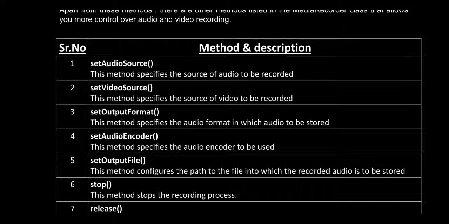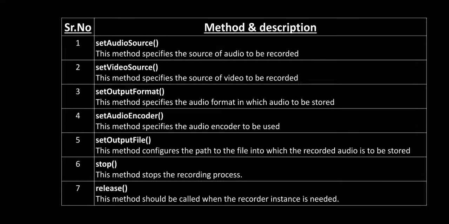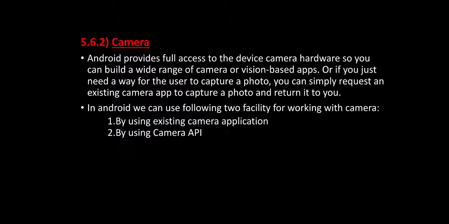These are the methods. setAudioSource specifies the source of the audio to be recorded, that is MIC. setVideoSource specifies the source of the video to be recorded. Then setOutputFormat specifies the format in which the audio is to be stored. Then setAudioEncoder specifies the audio encoder to be used. Then setOutputFile configures the path to the file into which the recorded audio is to be stored. Then stop, this method stops the recording process, and release. This method should be called when the recorder instance is no longer needed.